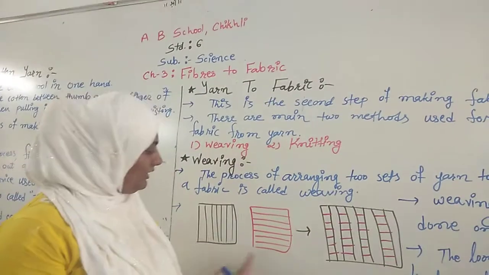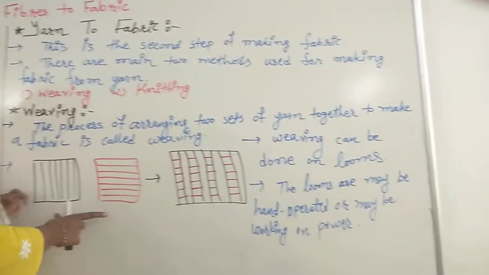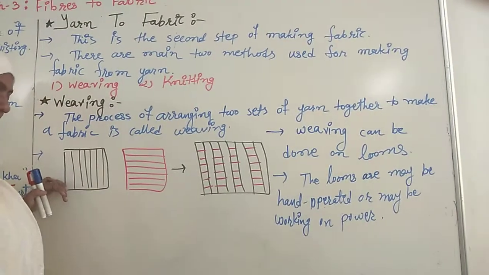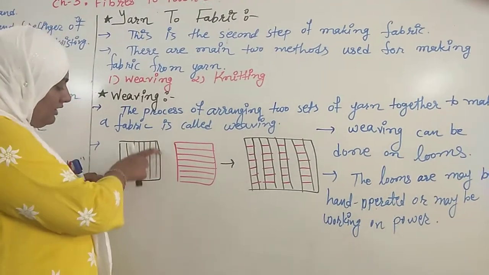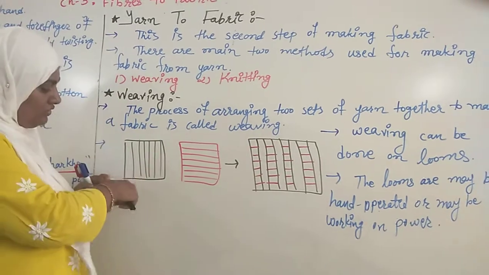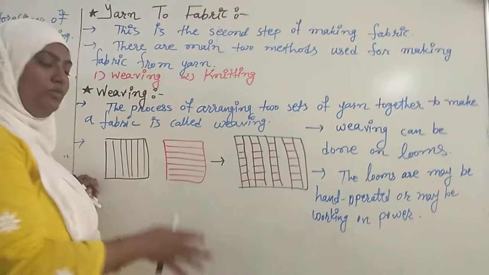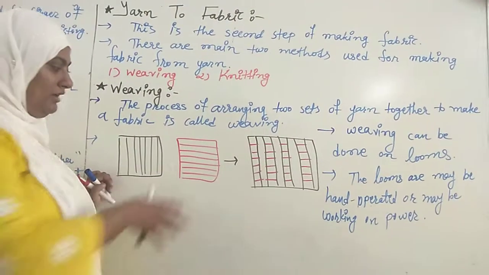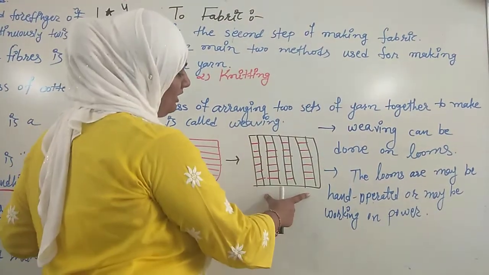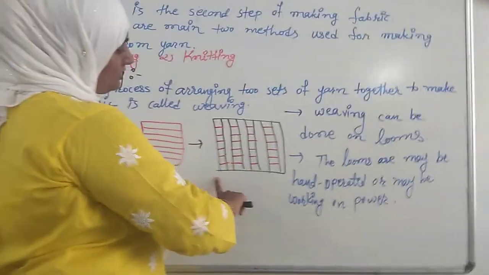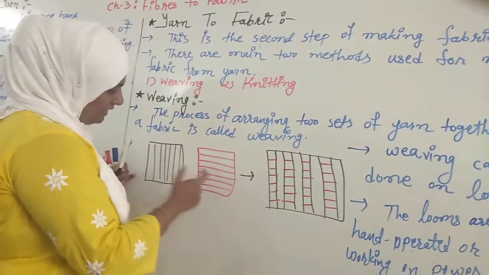Here one activity is given in which you have to take two different pages, then cut the pages into strips. In one page you have to cut just a little bit, and in the other page you have to cut full strips. Then arrange both pages in this way, so that one strip is upside the other strip.